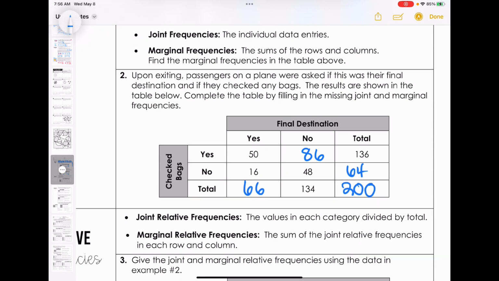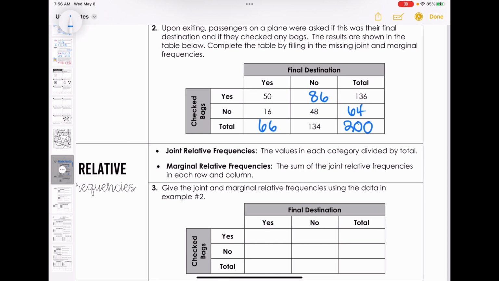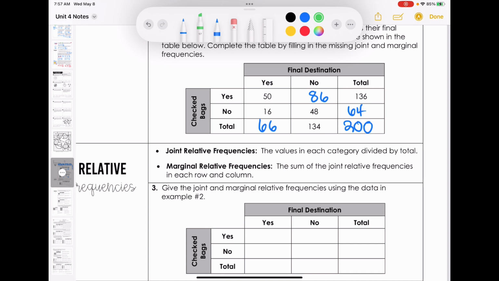All right, so that's just filling in a two-way table. Now we're going to talk about relative frequencies. So joint relative frequencies are the values in each category divided by the total, and marginal is the sum of the joint relative frequencies in each row and column. So what we're going to do to fill in these 4 boxes, we're going to take the number from the existing table and divide it by the total.